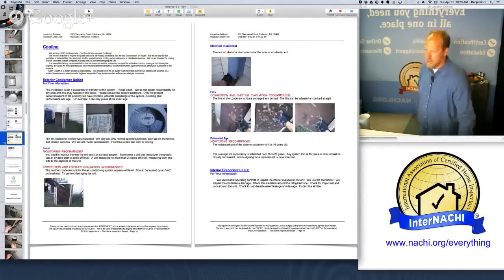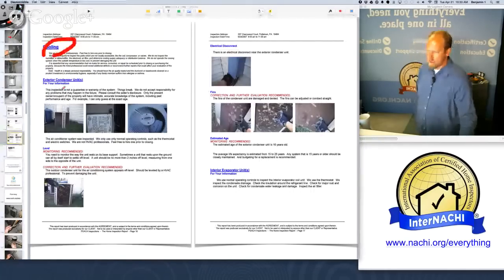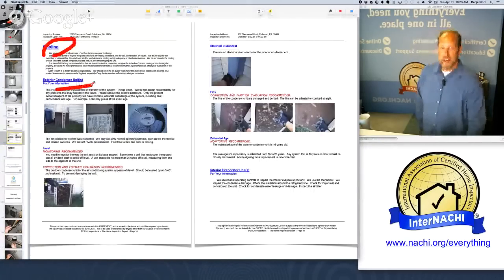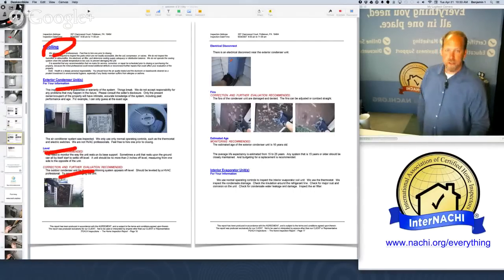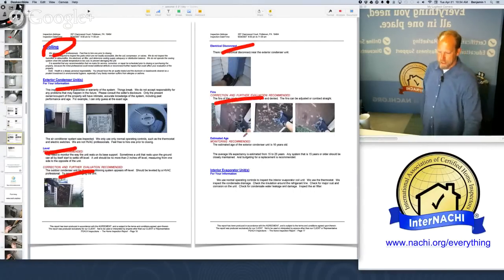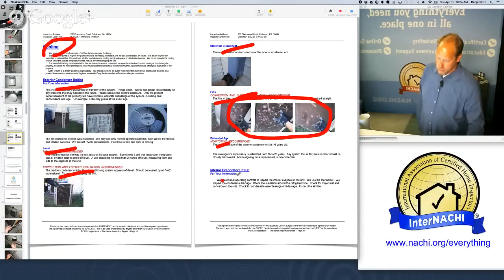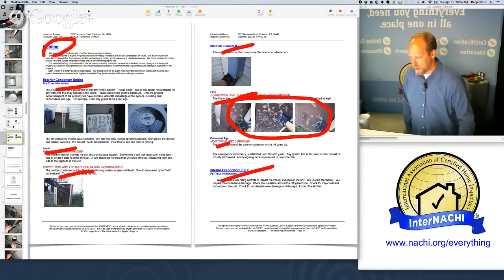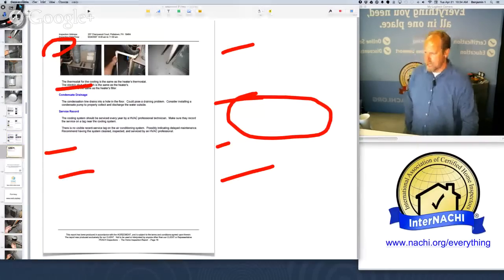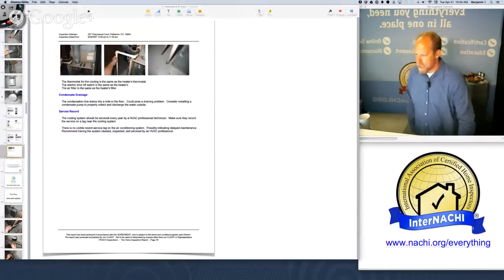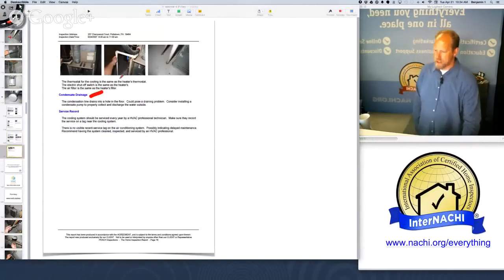Cooling. So we have the cooling system. Identify in general terms what it is. It's not level. The condenser is really beaten up. Electrical disconnect. The fins, oh, here's the fins. They're beaten up. The age is 16 years old. That's an older unit, and a little bit of information about what an evaporator is. And we have also the condensate drainage. That's a problem. And the service record is a problem.